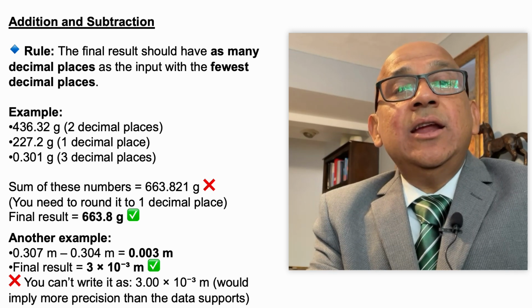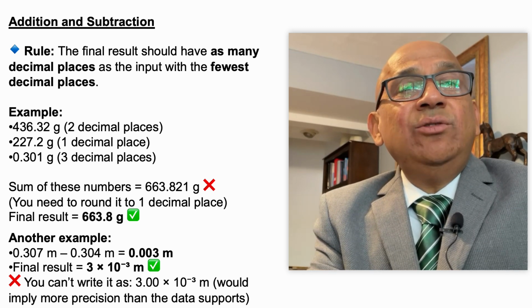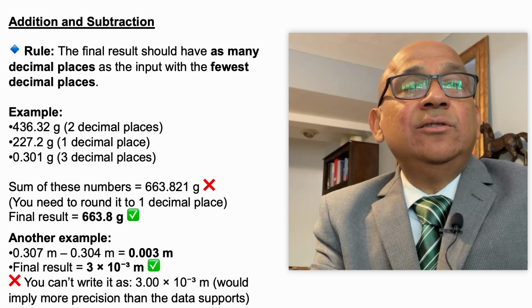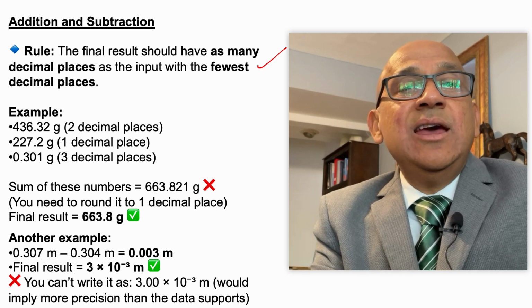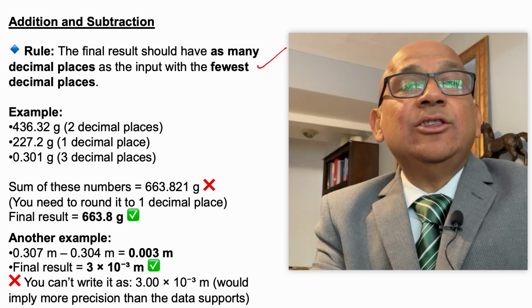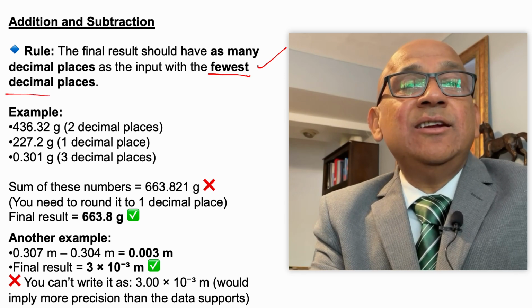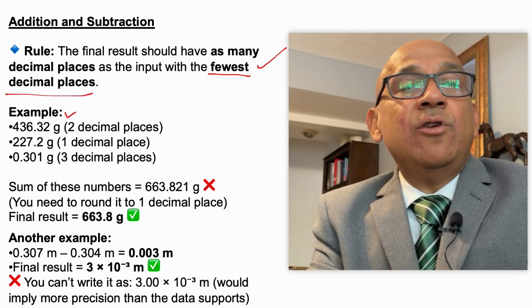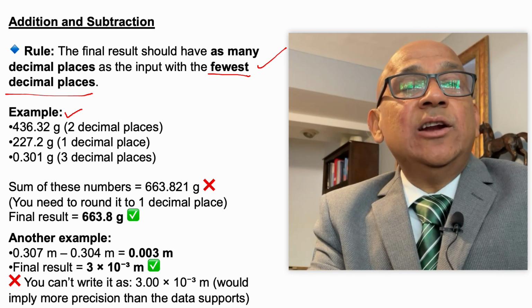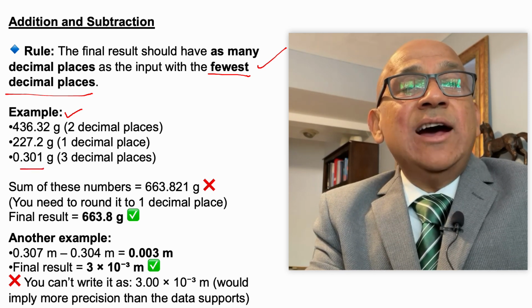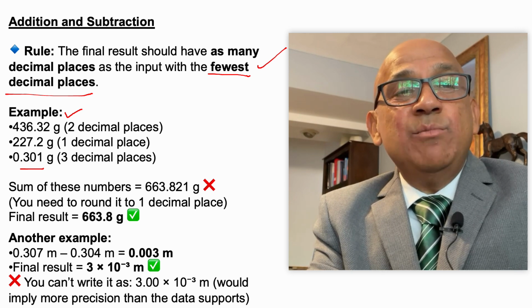Now, coming to addition and subtraction. In the case of addition and subtraction, the rule is the final result should have as many decimal places as the input with the fewest decimal places. We will understand this rule again with the following example. Suppose you have 3 numbers. The first one is 436.32 gram, the second is 227.2 gram, and the third one is 0.301 gram, and you are asked to sum all these numbers.